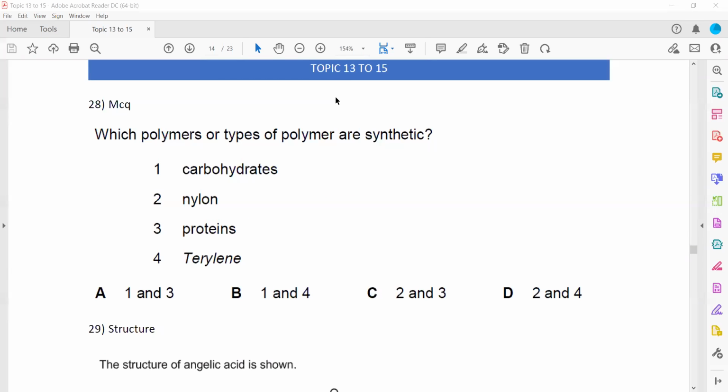Which types of polymers are synthetic? Synthetic means man-made. So carbohydrate is natural. Nylon is synthetic, protein is natural, and polyester or terylene is man-made or synthetic. So 2 and 4 are the synthetic polymers, or man-made polymers.